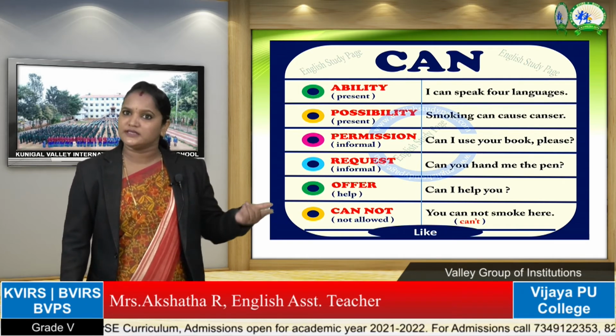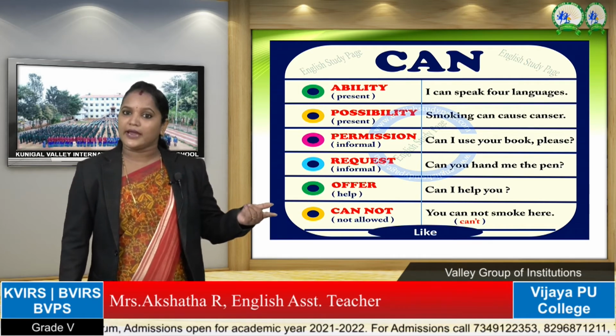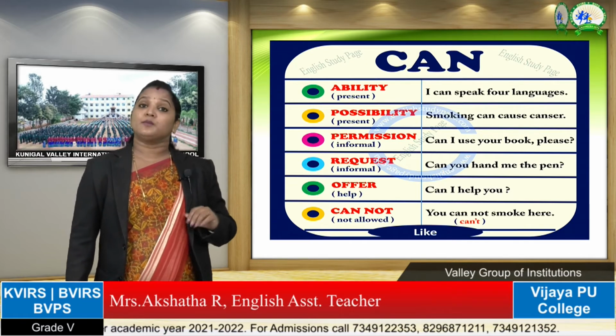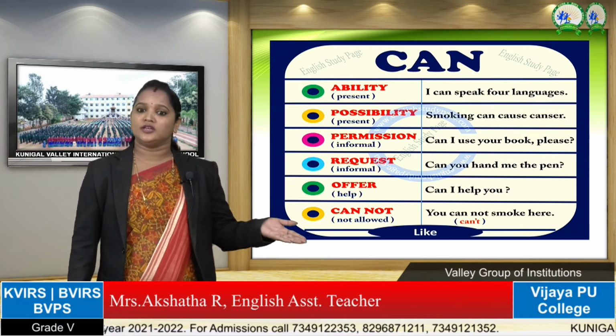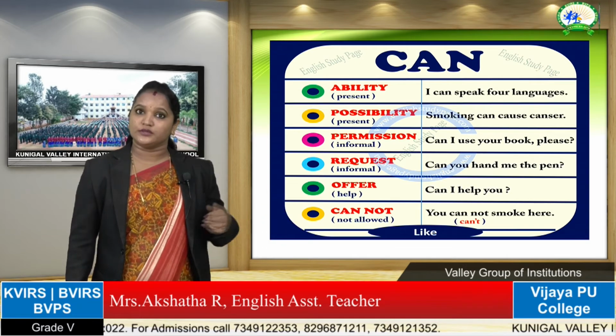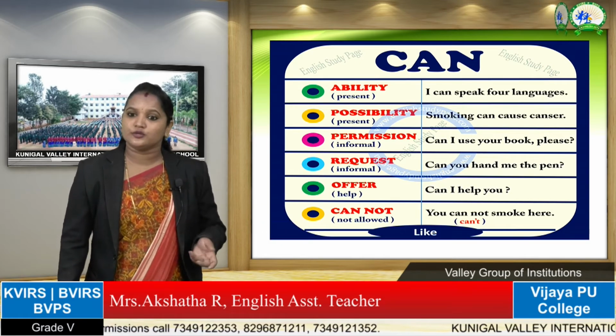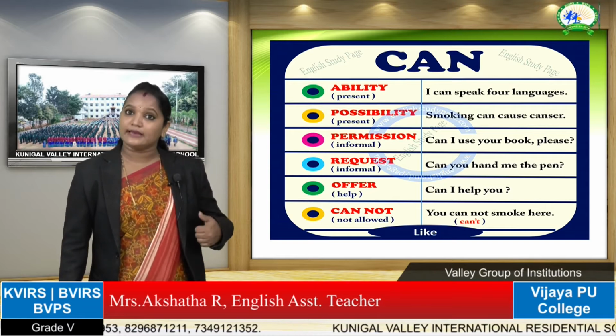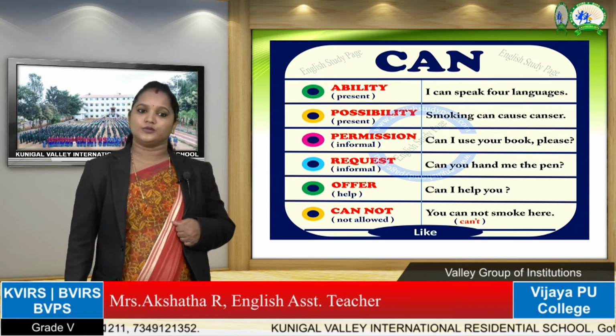We are saying the possibility of cancer. Smoking can cause cancer. Next, permission. When you ask permission, you can use the word can. Can I use your book, please? The word can will be used for permission also.